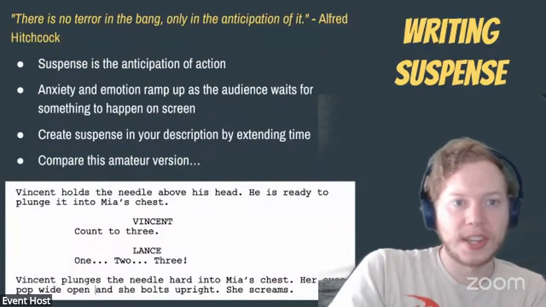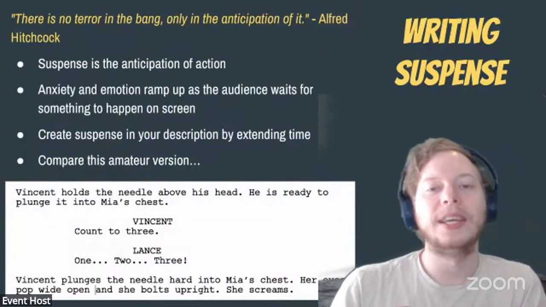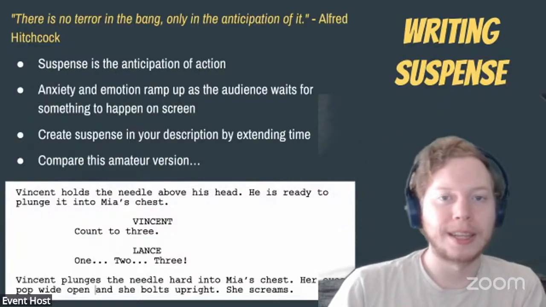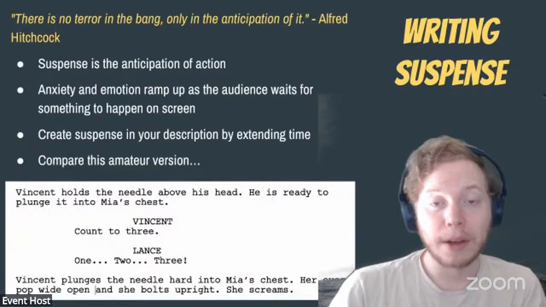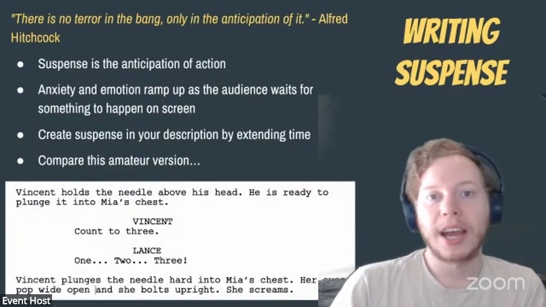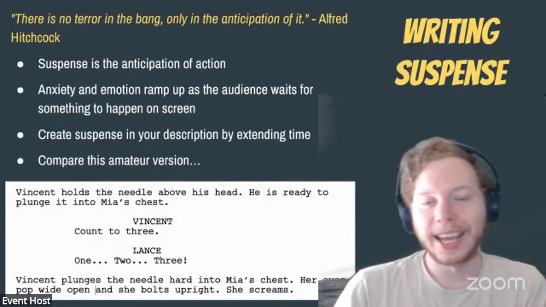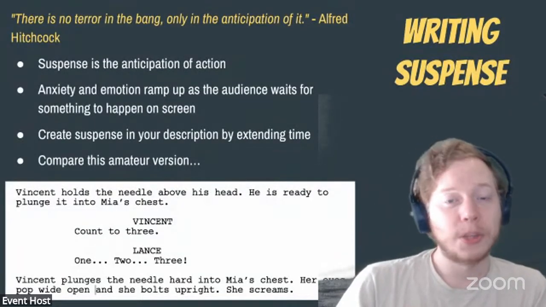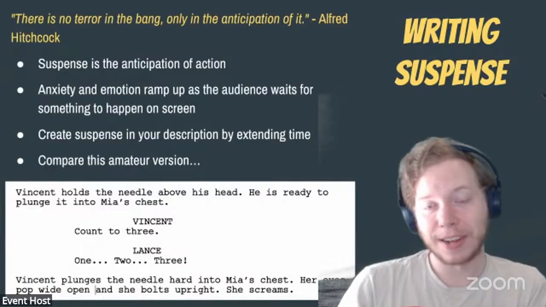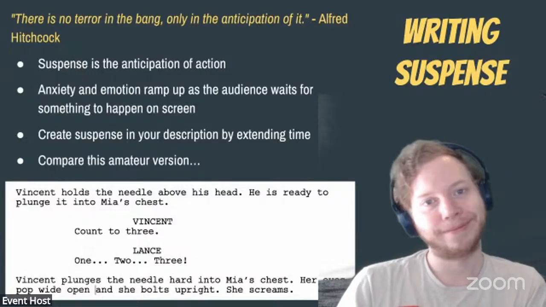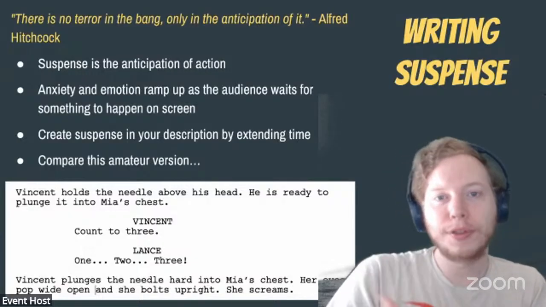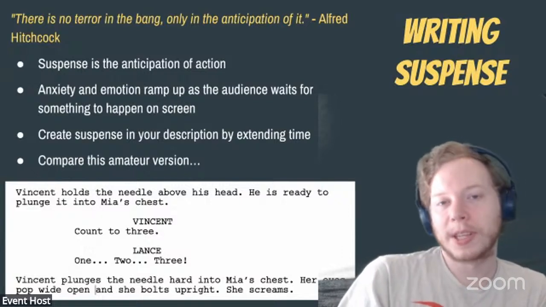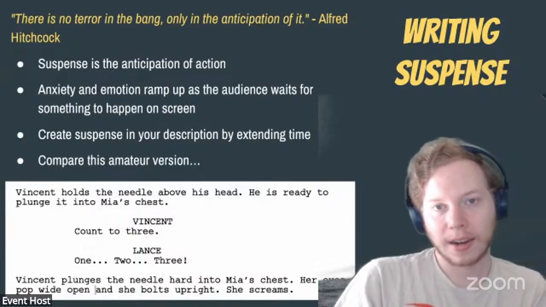So Hitchcock says there's no terror in the bang, only in the anticipation of that bang. So if your story is about, I don't know, a monster in a house, your character comes into the house, and what if the line was something like, Jeff walked into the house and he was worried there was a monster, and he spent a very scary night there at the house, and eventually the monster jumped out and got him. If you lived through that, that might be scary and suspenseful. But why is it not scary or suspenseful to hear it summarized like that?